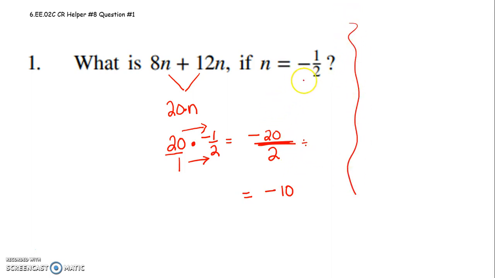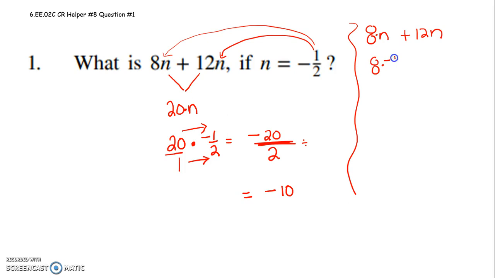Some students might decide to substitute the negative 1/2 in right from the beginning, as opposed to simplifying the expression first. So if you chose to do 8n plus 12n, and you substituted in negative 1/2 for n, you could do that. This means 8 times n, so that means 8 times negative 1/2 plus 12 times n, so it's 12 times negative 1/2. Okay, well, a positive times a negative is a negative.